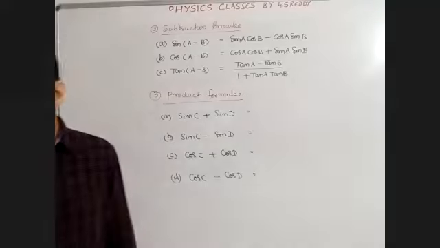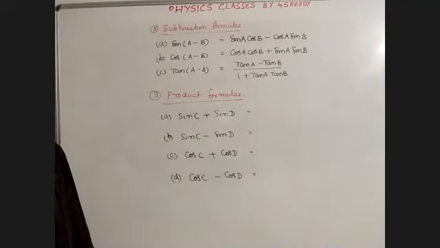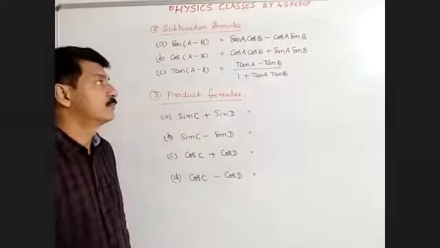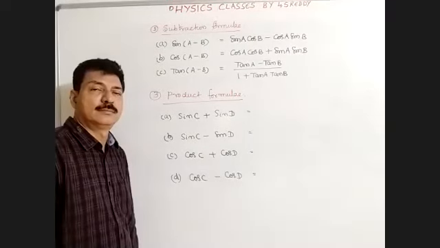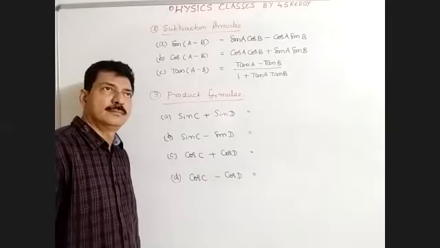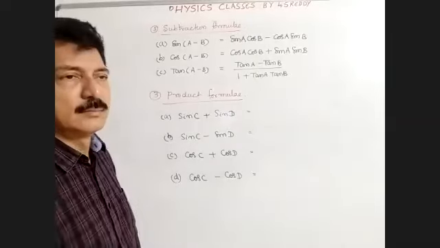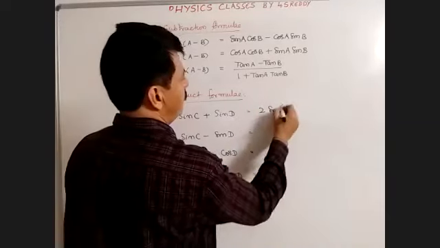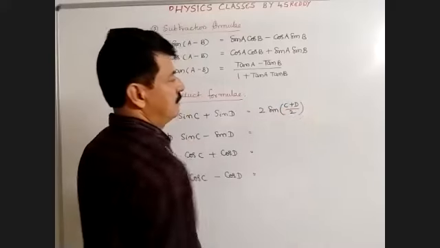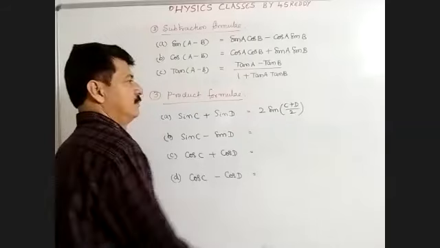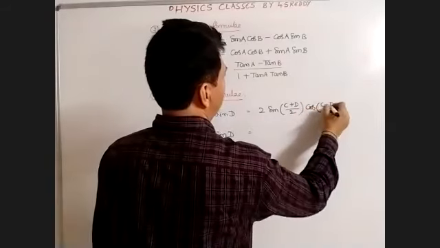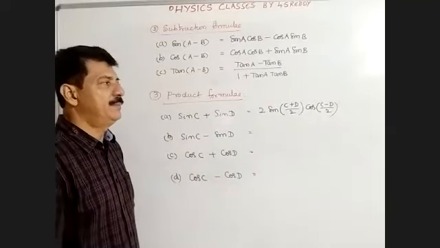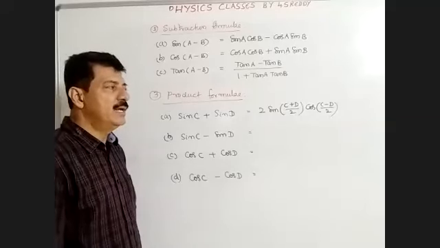Avish, tell me. Sin C plus sin D is equal to 2 sin of C plus D by 2 into cos of C minus D by 2. This sin C plus sin D can be written as 2 sin C plus D by 2 into cos of C minus D by 2.